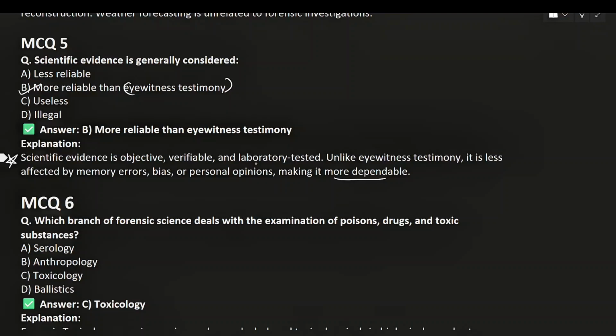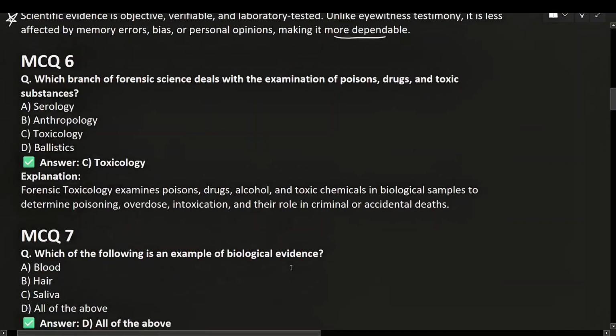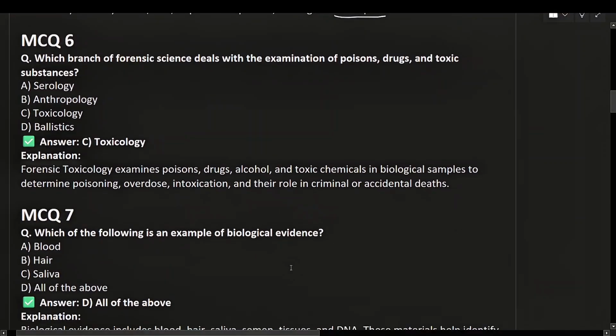Which branch of forensic science deals with examination of poison, drugs, and toxic substances? First is serology, second anthropology, third toxicology, fourth ballistics. So the correct answer is toxicology.